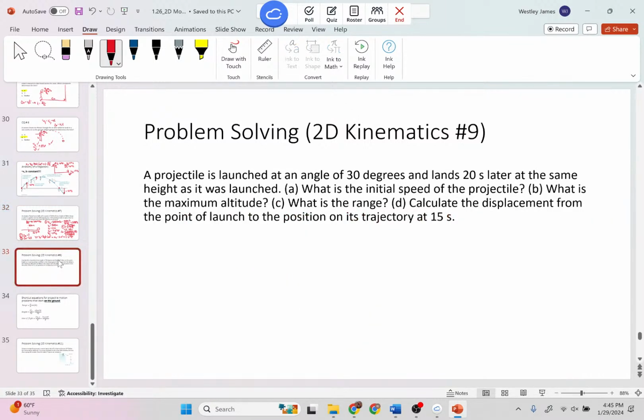So, we'll do one more, kind of set it up. I may not spend all the time solving it. Oh yeah, love this one. A projectile is launched at an angle of 30 degrees and lands 20 seconds later at the same height. So this is the one that had a slight typo, actually. Part D, the x displacement was a little off. So I'll kind of talk through this one.